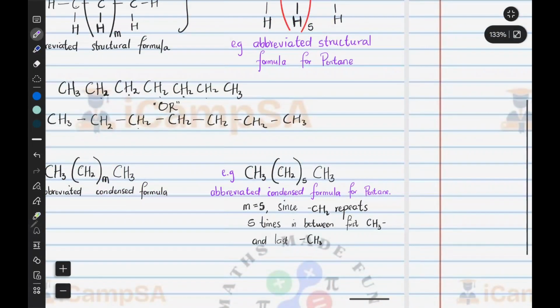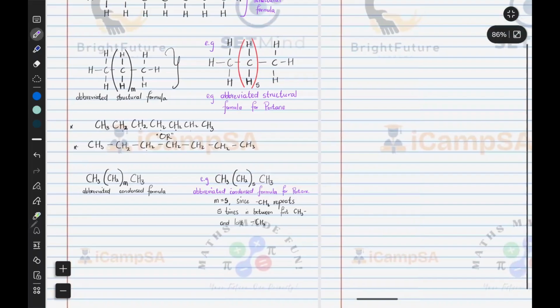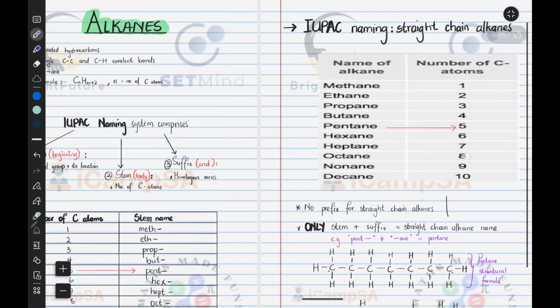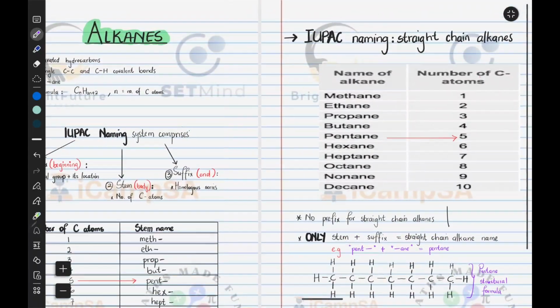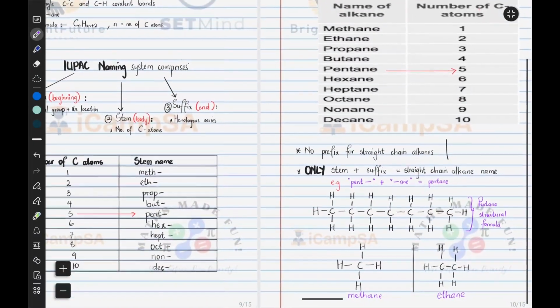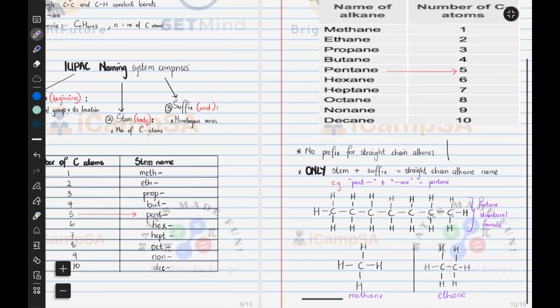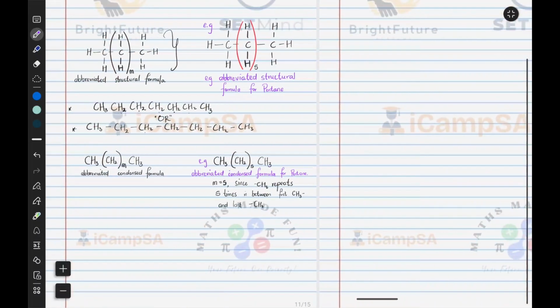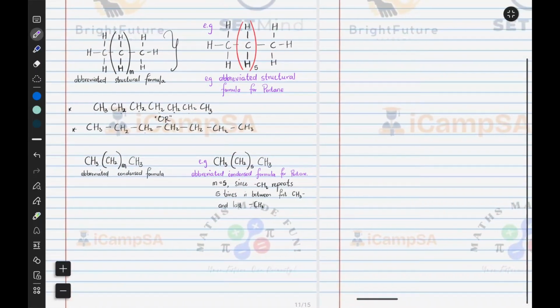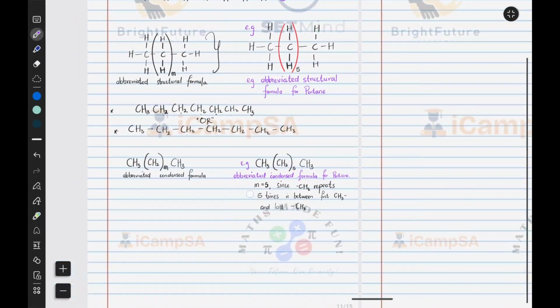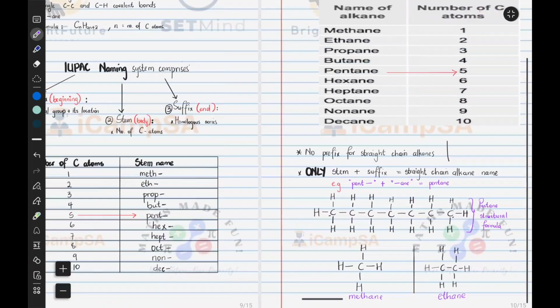All right, now that's what we have for the straight chain alkanes. So if we go to heptane, hexane, octane, nonane, and decane, we will do the same thing. We'll keep adding another carbon atom, another carbon atom, another carbon atom, and so on and so forth until the chain has 10 carbon atoms in it, right?